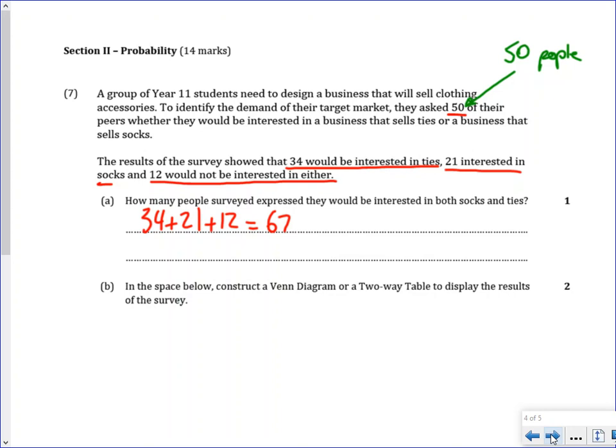Well, we're just going to get our 67 votes. We're going to subtract it by 50, the amount of people there were, giving me 17. So therefore, 17 people like both. From that, we can then also calculate how many people like ties only, how many people like socks only, and we already have the neither bit, so we don't need to do any calculations there.